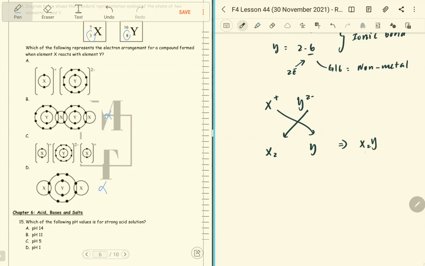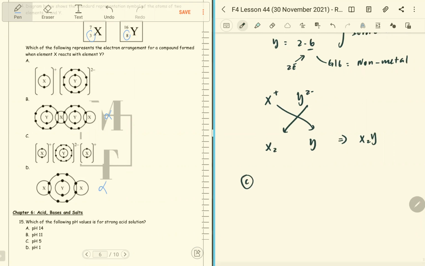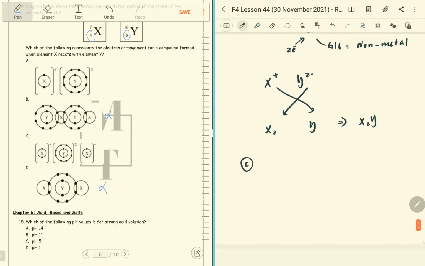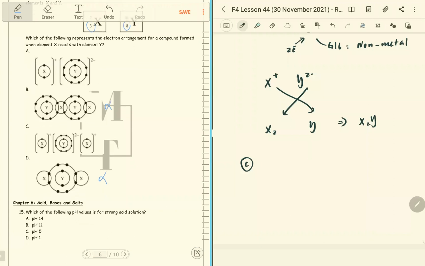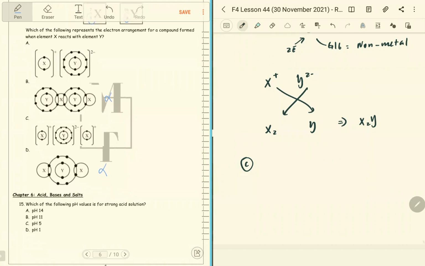Which means that you have 2 of the X and 1 of the Y. So just look at it, you know the answer is C already, because you're supposed to see 2X and 1Y. If you answered A, that means you might have been careless, or if you didn't understand, now you should understand already. You need to find out the chemical formula before you can identify whether it's A or C.